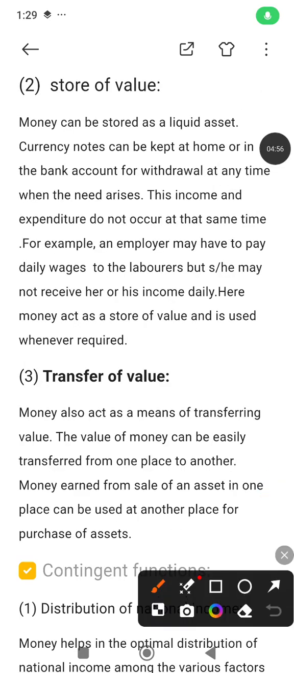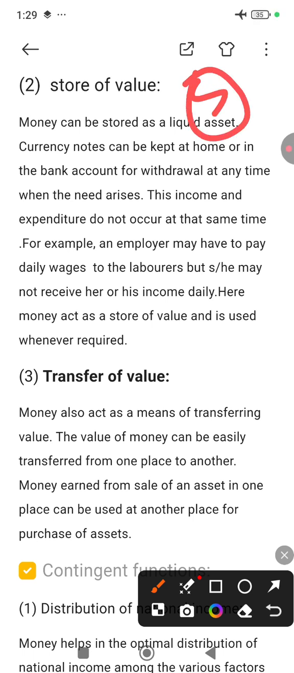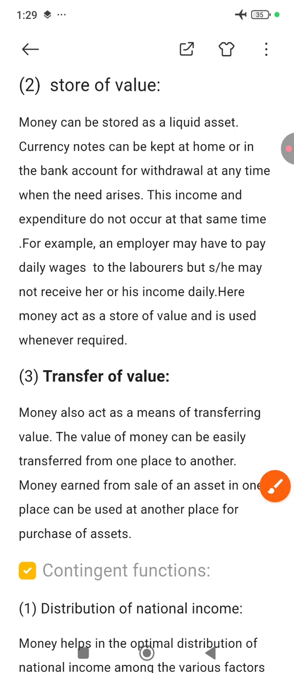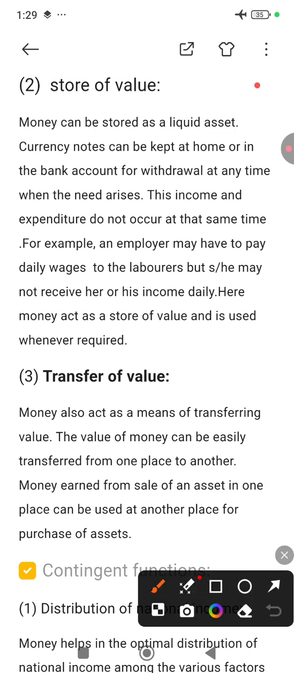Now another S. Another S means store of value. Okay, so how can you remember the store of value? Store of value means money can be stored as a liquid asset. Where? Maybe in your home, maybe in the bank. Okay, so currency notes can be kept at home or in the bank account for withdrawal at any time when the need arises. So you can withdraw your money anytime from any bank where your account is present.